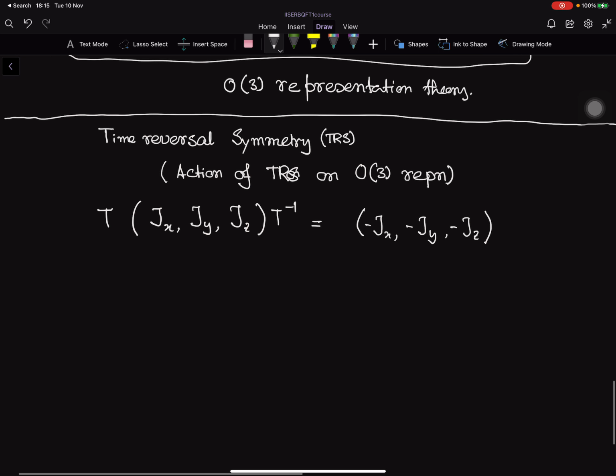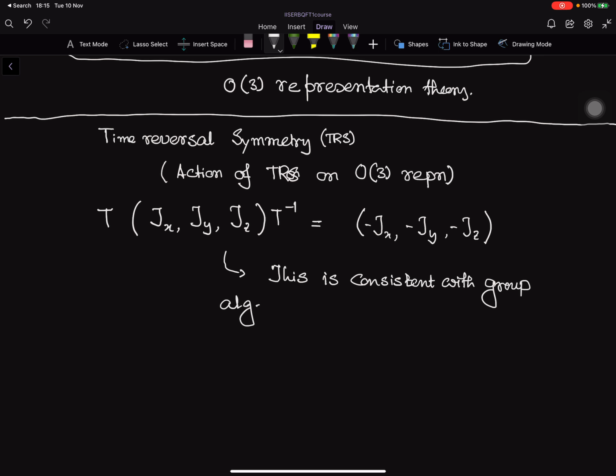And from this you can conclude the time reversal symmetry only if T is an antilinear anti-unitary operator.